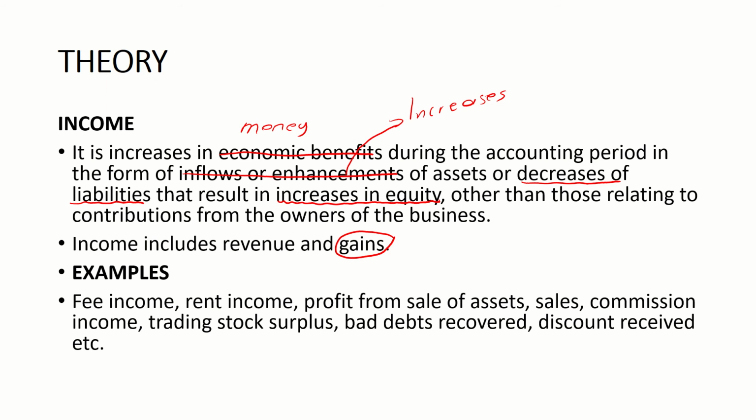Profit on sale of assets, we will deal with that later on when we do asset disposals. We've got sales. Sales is simply the income that you get for selling trading stock. Commission income is when you perform a service that you get paid on commission basis. So basically, we as the entity might be required to sell, for instance, for another entity, and that other entity will give us commission, and that commission will be income. Then we've got trading stock surplus. I will explain that as we go. Bad debts recovered, discount received. All of these will fall under your income.